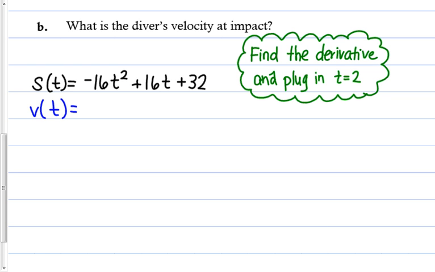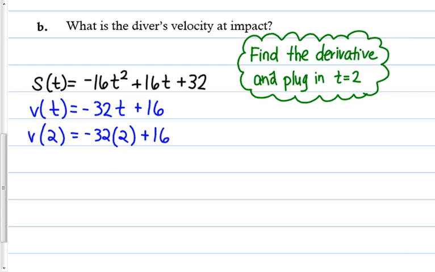Velocity is the derivative of position. So I get negative 32t plus 16. This is my derivative. So now I'm going to plug in the 2 seconds. Negative 32 times 2 plus 16. So that's negative 64 plus 16, which is negative 48 feet per second. That's how fast he was going.